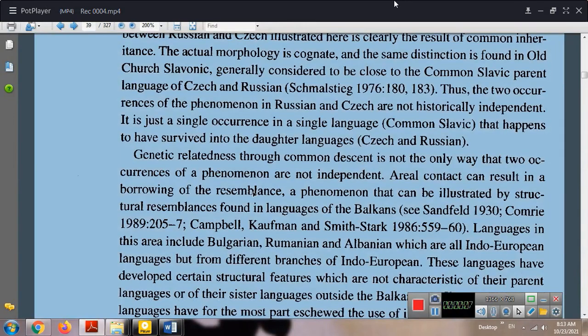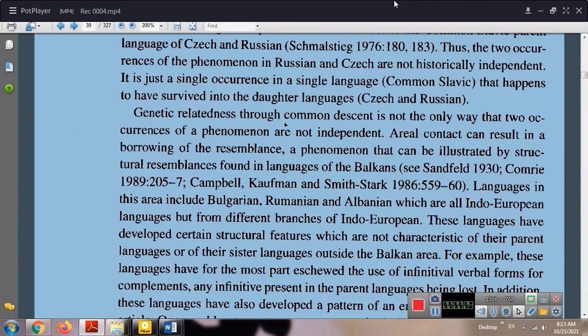Genetic relatedness through common descent is not the only way that two occurrences of a phenomenon are not independent. A real contact can result in borrowing of the resemblance, a phenomenon that can be illustrated by structural resemblances found in languages of Balkans.